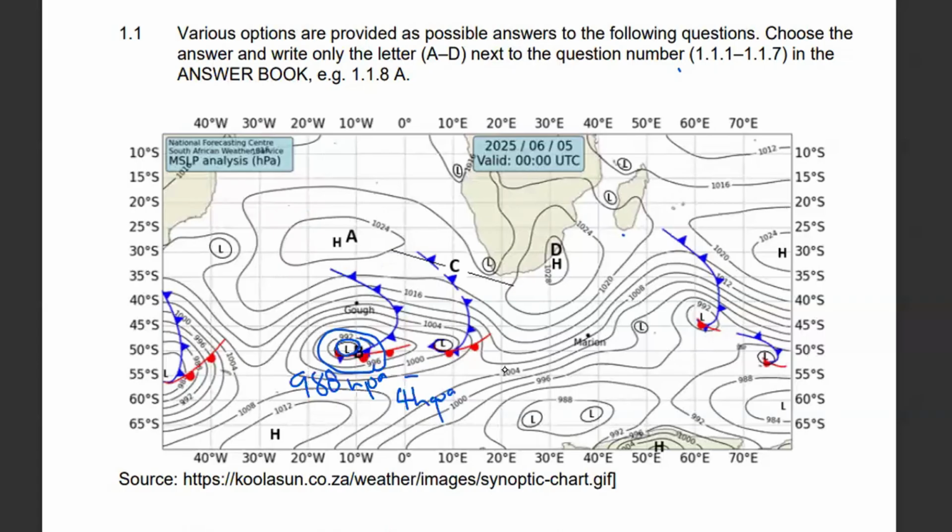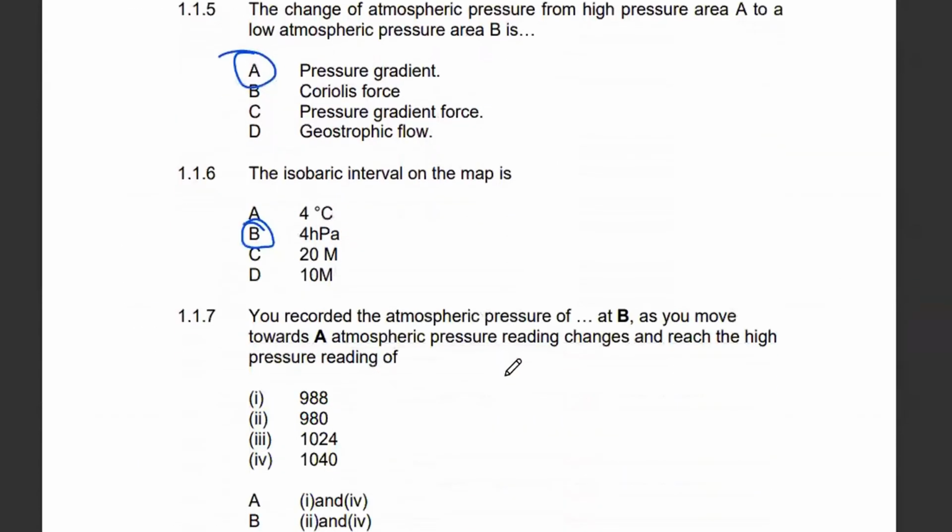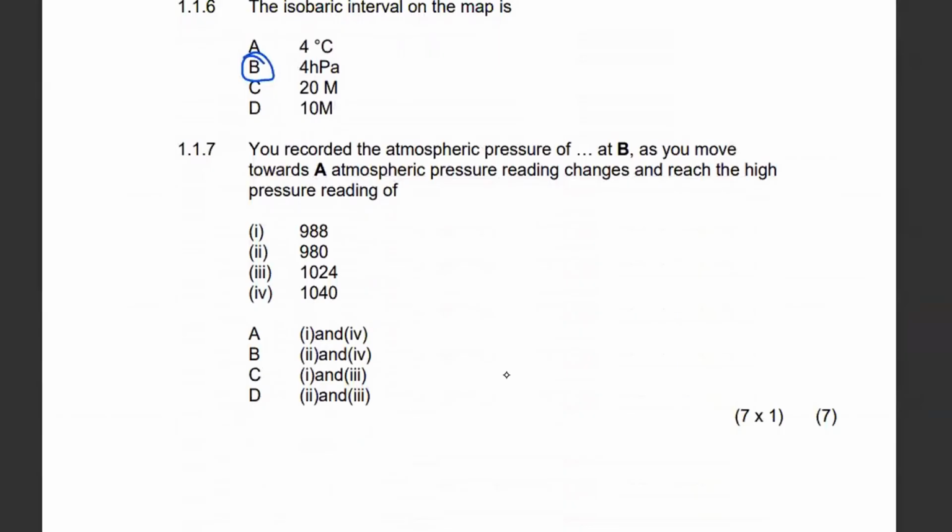And we understand as we get towards the center of the high pressure cell, we expect our pressure to get higher. So we need a pressure which is above 1024. It must be higher than 1024 because we are getting towards the center of the high pressure cell. So automatically we are picking 1040. So we are saying the reading on the outermost part must be 988 according to the calculations, and in the center must be above 1024, which must be 1040. So response A and response number 1 and number 4, they are combined at option A.